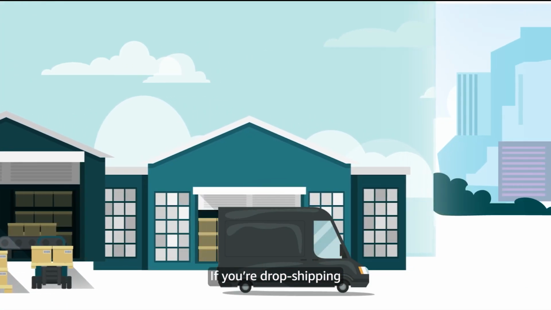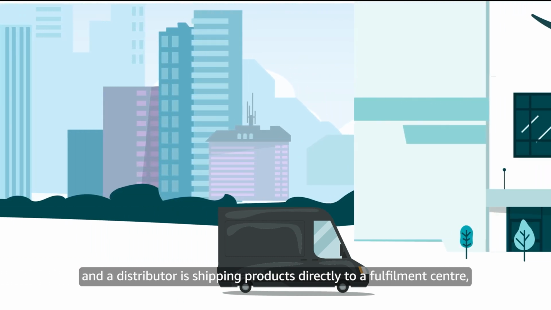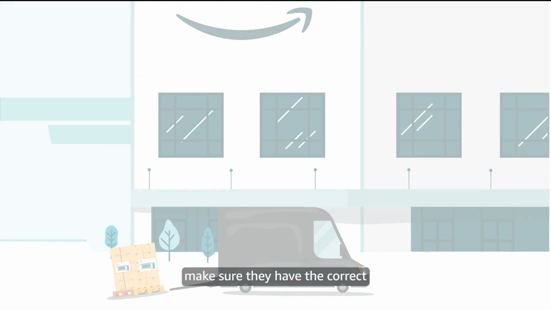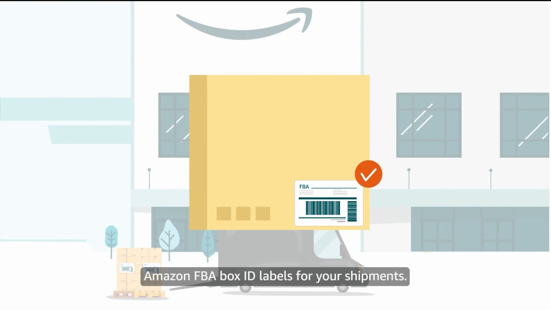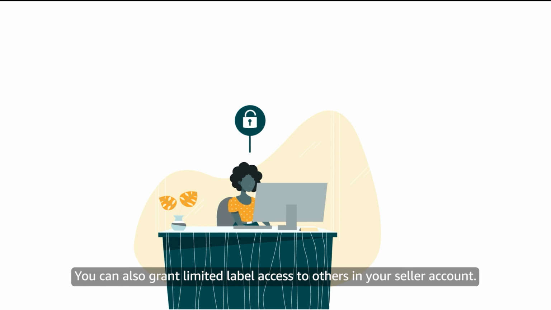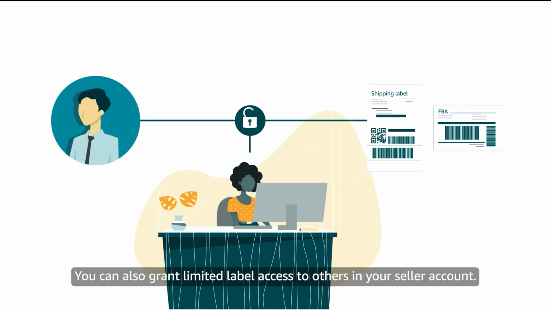If you're drop shipping and a distributor is shipping products directly to a fulfillment center, make sure they have the correct Amazon FBA box ID labels for your shipments. You can also grant limited label access to others in your seller account.